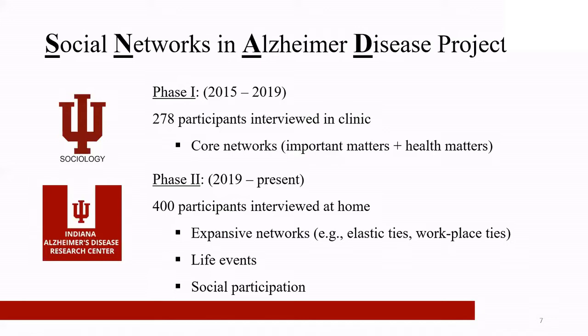During phase 2, which is currently still being collected, we expanded our sample to include 400 participants who are now interviewed at the home in addition to undergoing their clinical visit. In this longer interview at the home, we gather expansive network data, keeping these core network measures, but also looking at things like elastic and workplace ties. We also asked them about disruptive life events, which are hypothesized to influence their cognitive decline, as well as participation in a number of social activities.